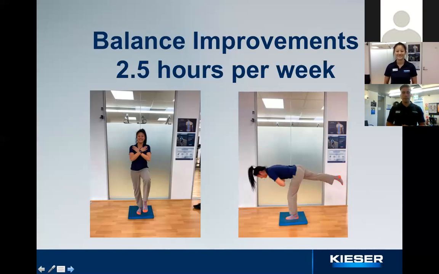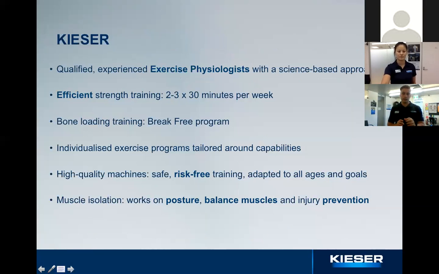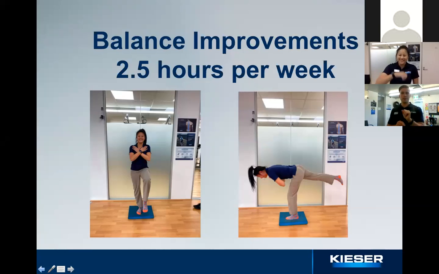When we're looking at balance training, in order to get a significant improvement in balance, we need to be doing a minimum of 2.5 hours per week made up of those six balance components. Your strength training comes into that. If you're training twice a week for half an hour, that's 1 hour gone. We still need a minimum of another 1.5 hours of other forms of balance exercise. Nicole's demonstrating a couple of different movements there.